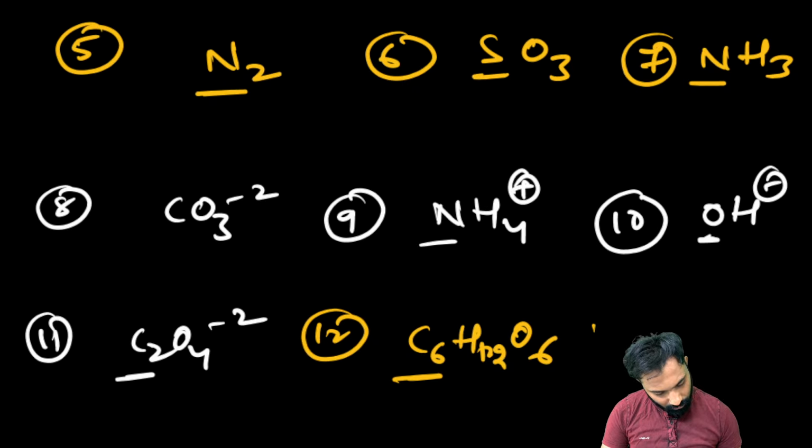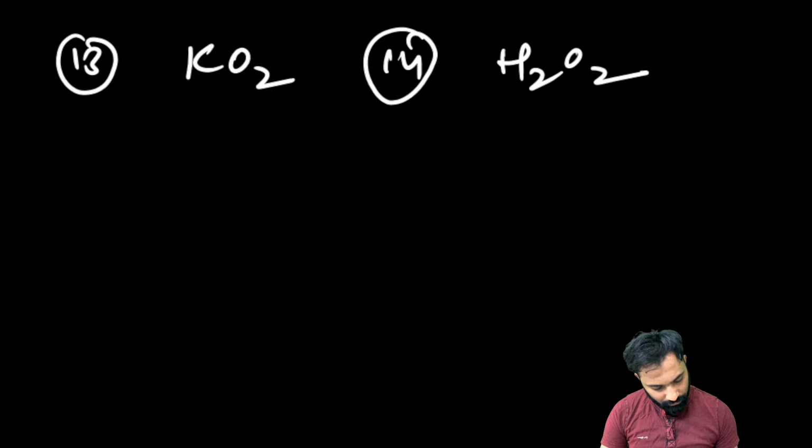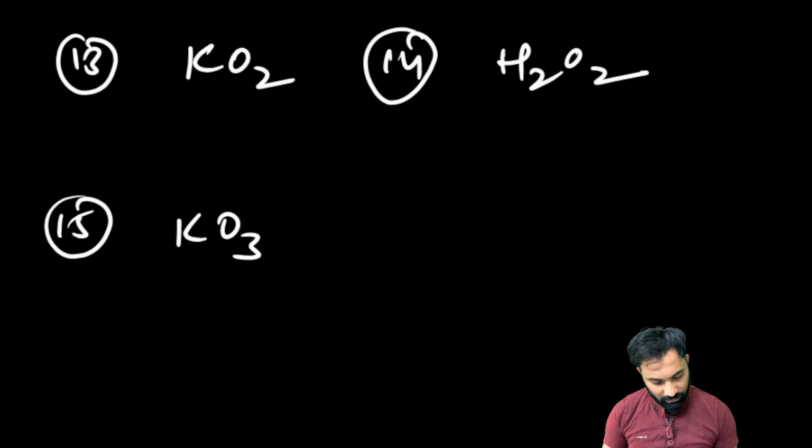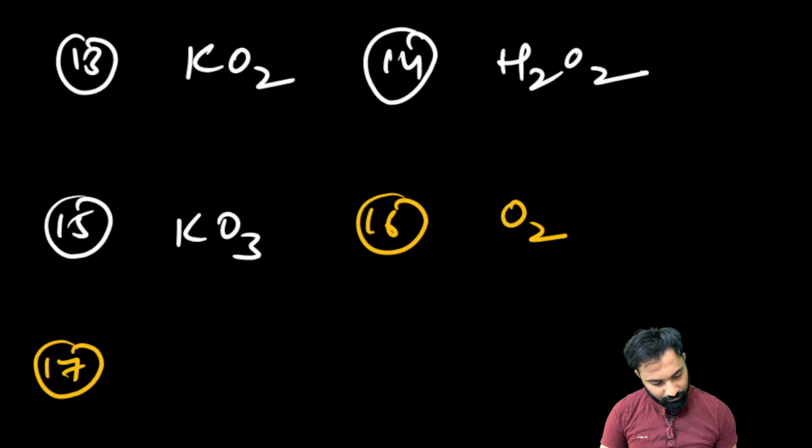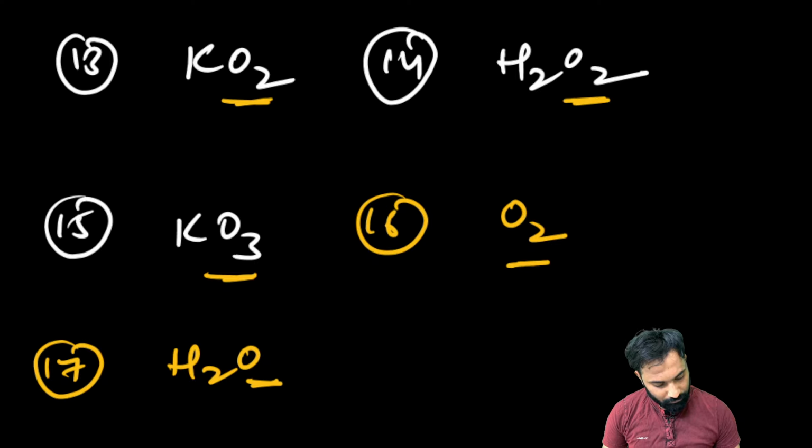Okay, now what is the oxidation number in 13? What is the oxidation number of KO2? 14, what is the oxidation number of H2O2? And 15, what is the oxidation number of KO3? And 16, what is the oxidation number of O2? And 17, what is the oxidation number of H2O? All the oxidation numbers of the oxygens.